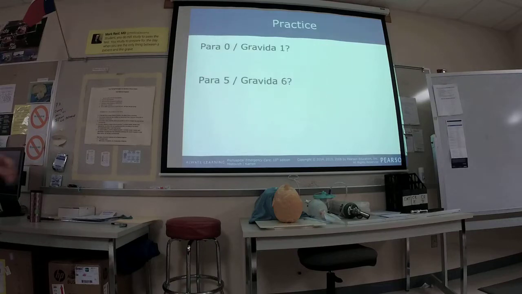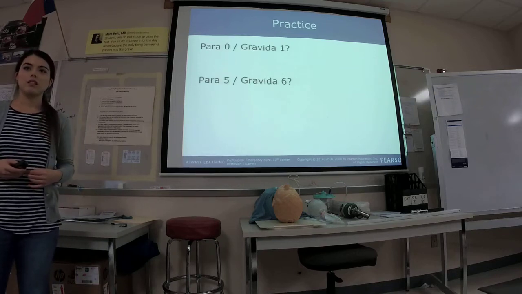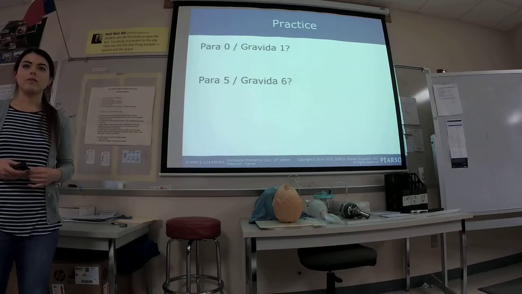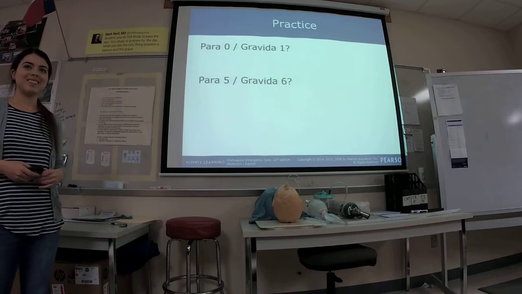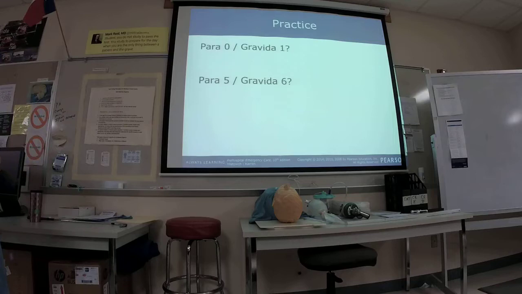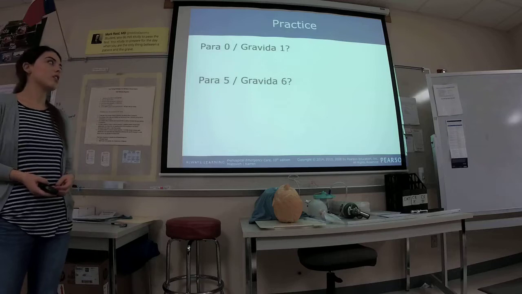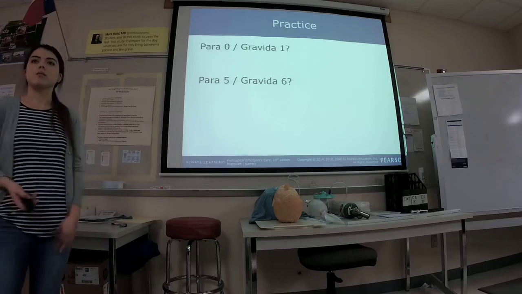And so, I guess some practice, if it's a para 0, gravida 1, what does that mean? One pregnancy, but... No. This is my first pregnancy of all time. Yeah, this is the woman's first pregnancy. What about, because para 0, so she doesn't have a child yet, but she is pregnant, gravida 1. Para 5, gravida 6, what is that? This is her 6th pregnancy. Yeah, 6 pregnancies. She already has 5 children. She's waiting for her 6th one.